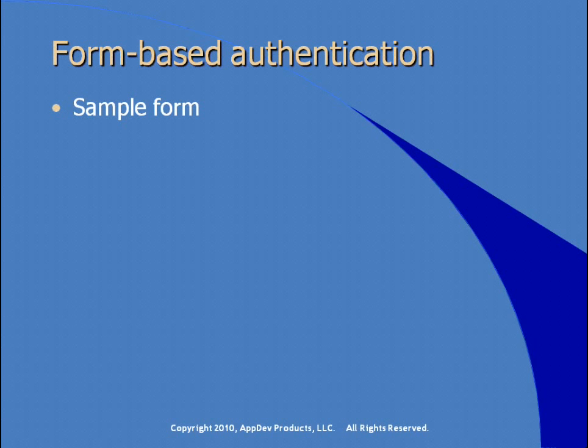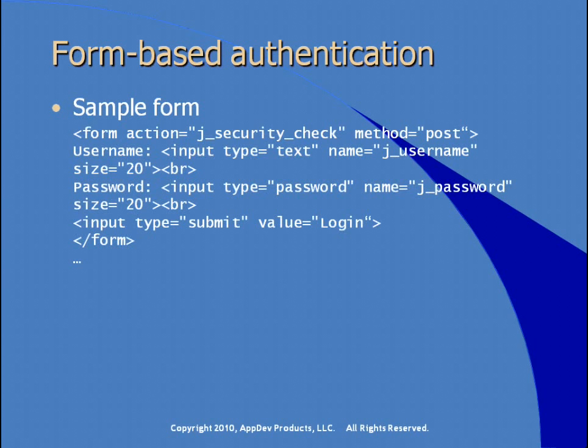So here we see a sample form of what this might look like put together. Notice this is straight HTML, which we can, of course, use in our JSPs. The name of the action is specific. The method is post. And then we have at least two fields for username and password, and the names of those fields actually correspond to the Java EE specification for form-based authentication.